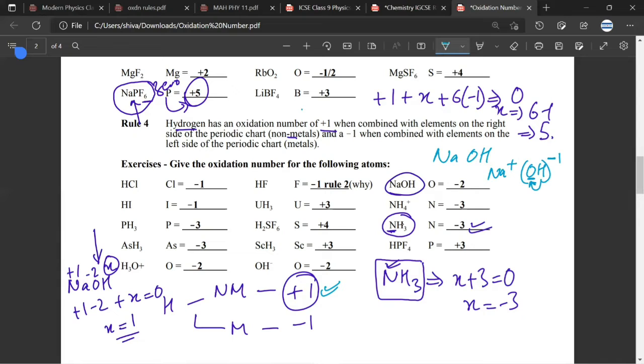You can take the value of hydrogen to be +1. You start with the assumption that hydrogen has an oxidation number of +1, and then you take the oxidation number of oxygen as x and equate this to be -1. x would come to be -2. So either way, this calculation is making sense. Have we understood this?